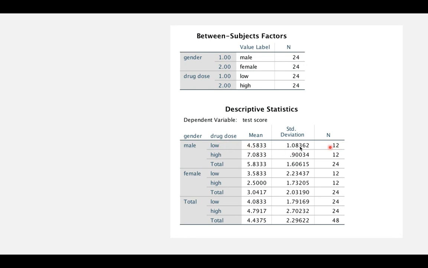So we can see we have 12 males in the low group, 12 males in the high group, 12 females in the low group, 12 females in the high group. We've got 48 participants. Now, this is also going to give us a male total and a female total, which is going to be helpful for interpreting that gender main effect. And then it gives us a total for just low versus high, independent of gender. And so if we have a main effect of dosage, then these numbers right here are going to be helpful in interpreting the main effect of dosage.